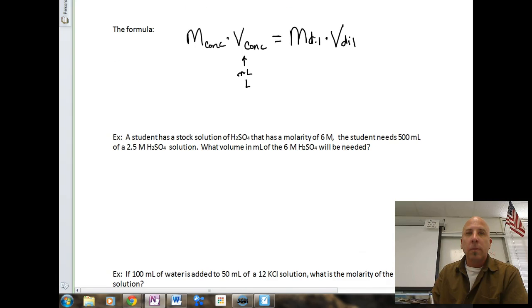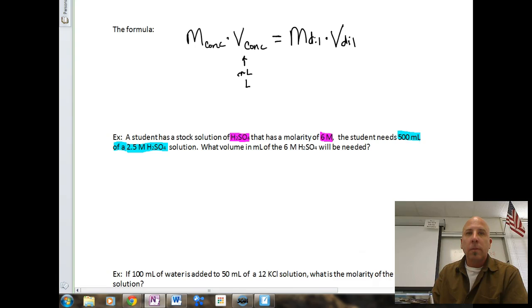And let's take a look at a problem involving this. So we have a student with a stock solution that has a molarity of 6 molar. Right there, there's 6 molar H2SO4, that's sulfuric acid. Okay, now a student needs 500 milliliters of a 2.5 molar H2SO4. Now, here's the really important thing. One thing is, this 500 mLs that's listed here, and I highlighted in blue, is tied to this 2.5 molar H2SO4.